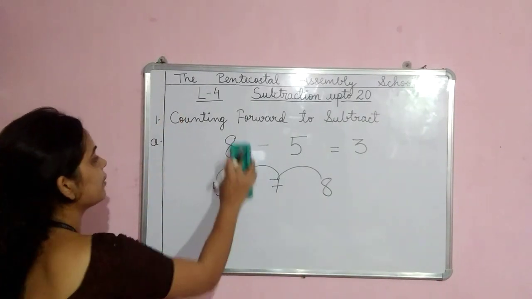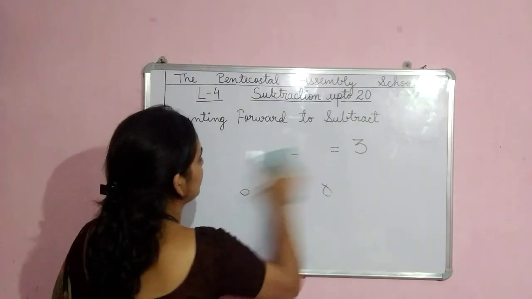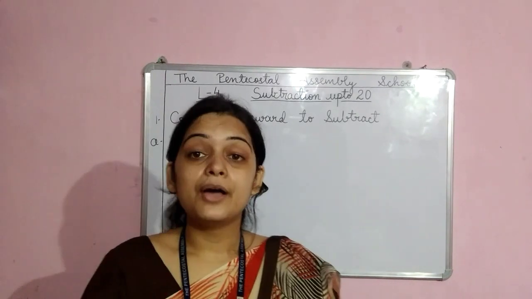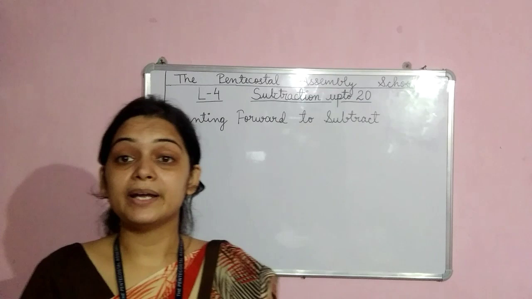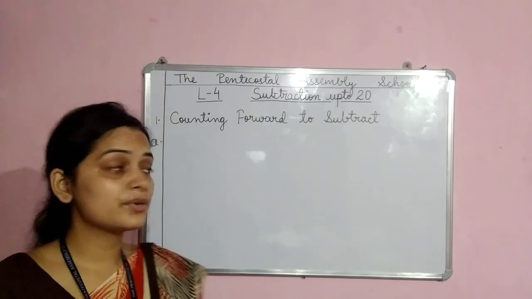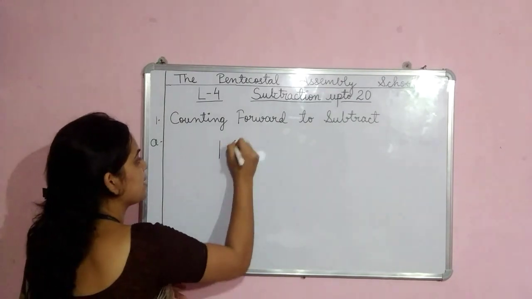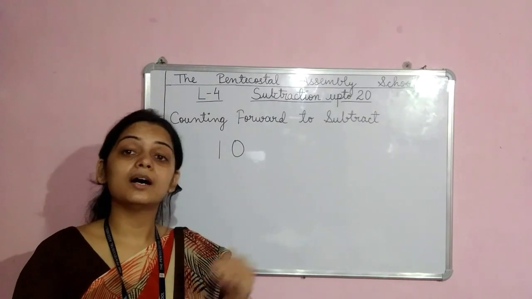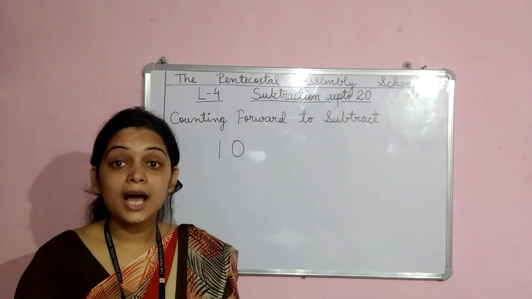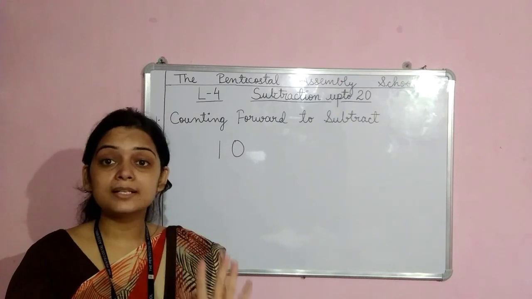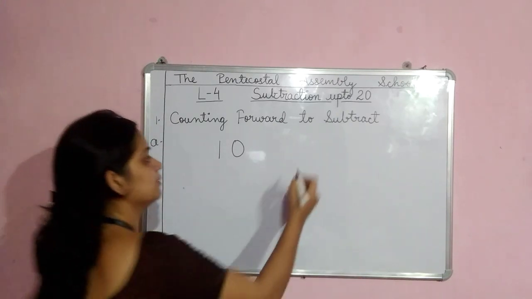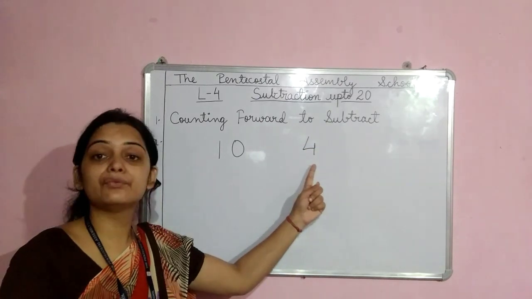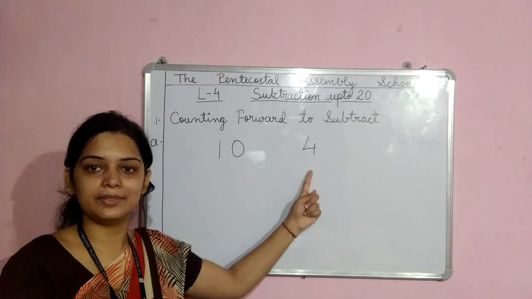Now I'll give one more example. Ria has 10 pencils. And she has given 4 pencils to her brother. Ria has 10 pencils and she has given 4 pencils to her brother.